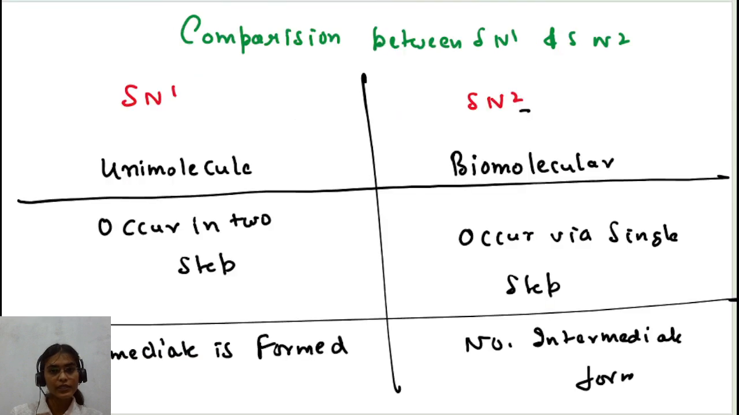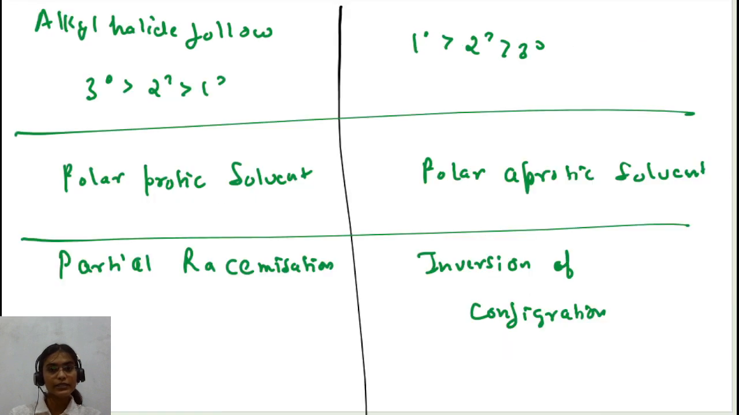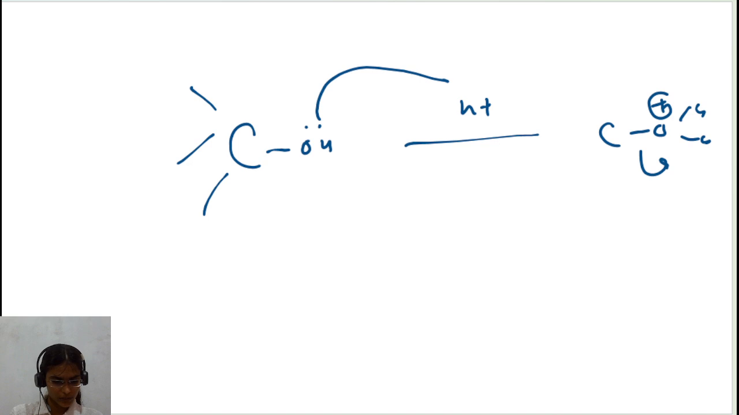Okay. This is the first slide, and this is the second slide. If something is not visible, please let me know. Okay, let's see the next mechanism. This is all for the SN1 and SN2 mechanisms. Let's see a question quickly, and then we are going to start with this question.